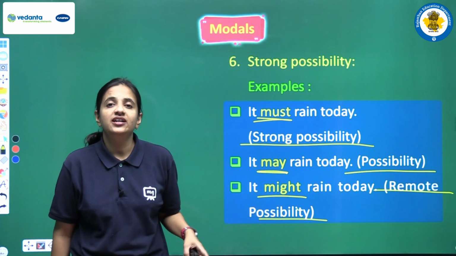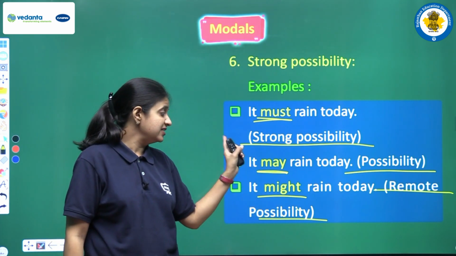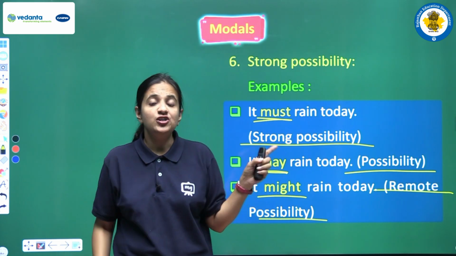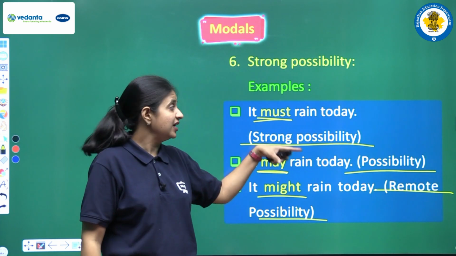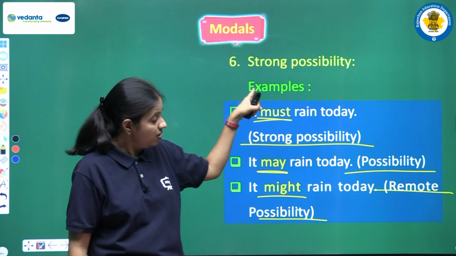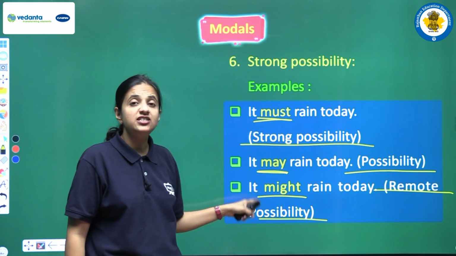I have written a sentence using may, and the same sentence I wrote using might, and I showed you the difference between may and might. And now we are having another model, must. So now let's see the difference between these three models.